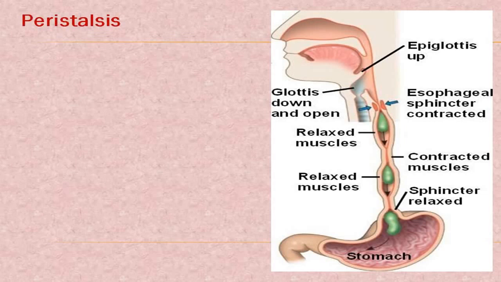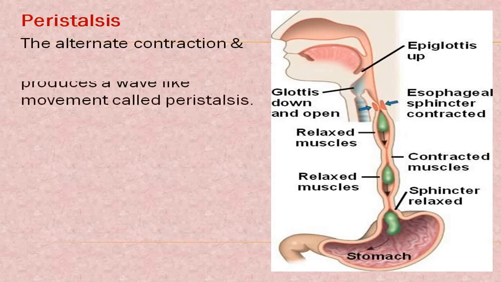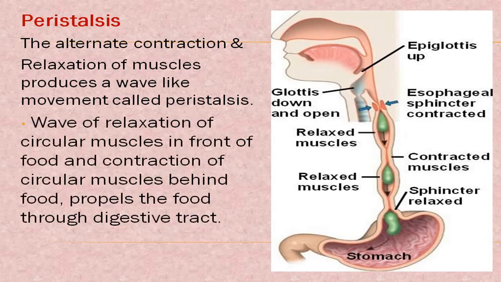Now, how does the food from the pharynx enter into the esophagus and then move through the esophagus by a movement that is called peristalsis? It is the alternate contraction and relaxation of muscles that produces a wave-like movement. Actually, peristalsis is that the circular muscles which are present in the front of the food relax, and the circular muscles which are present behind the food contract.